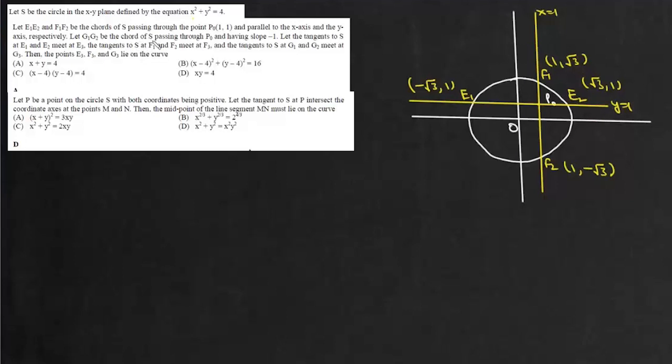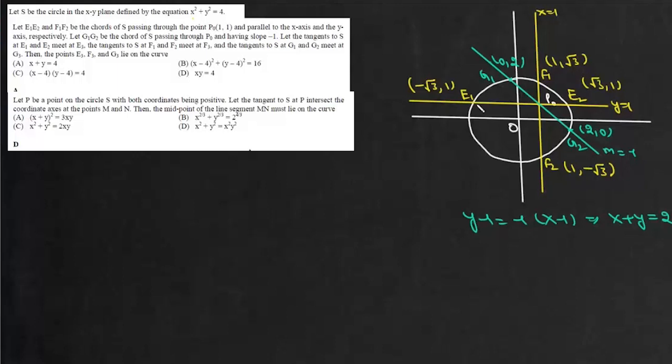Now it says let G1, G2 be the chord of S passing through P0 and having slope minus 1. So this is this line, which passes through P0, and the slope of this line is minus 1. So the equation of this line will be y minus 1 equals minus 1 times (x minus 1), or simply x plus y equals 2. So G1 is (0, 2) and G2 will be (2, 0).